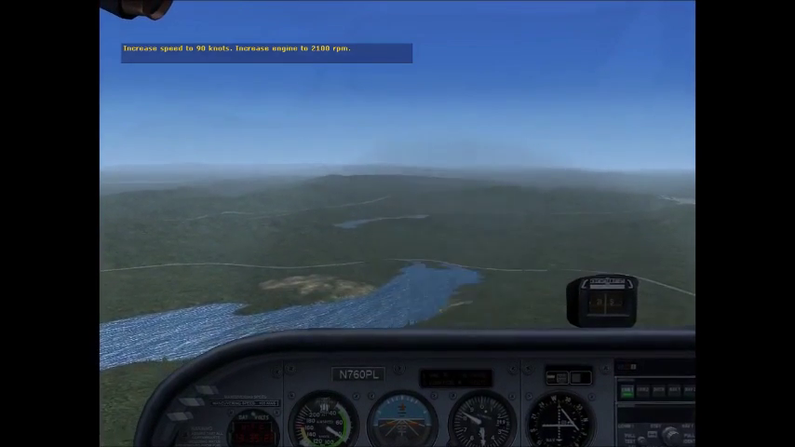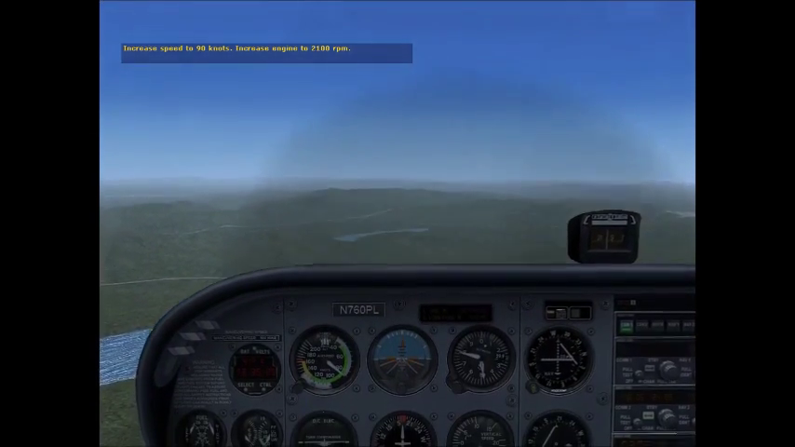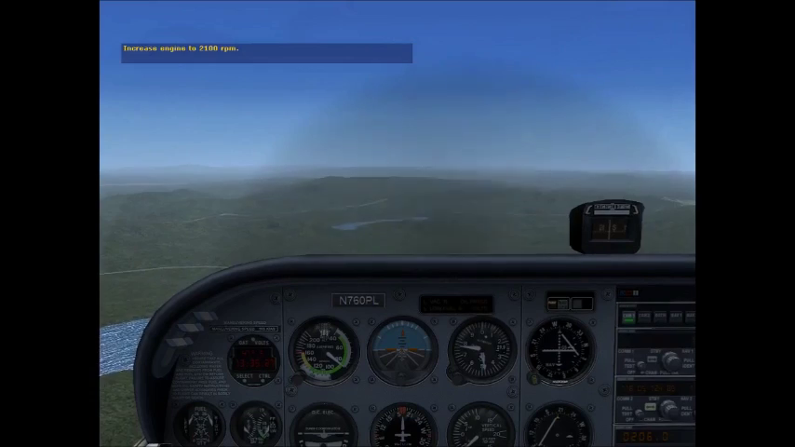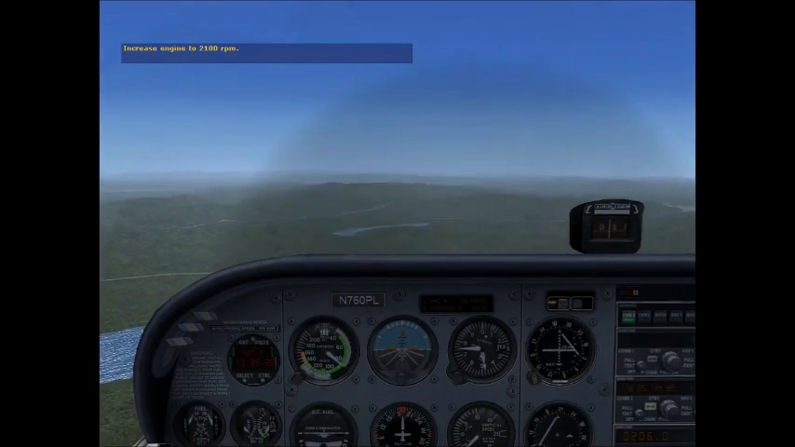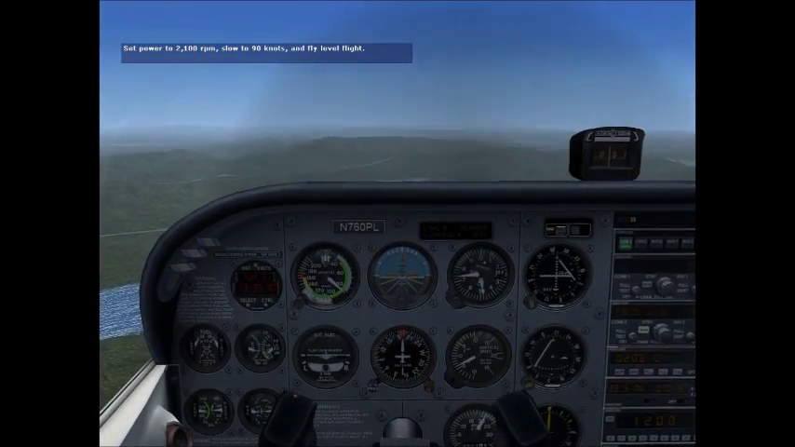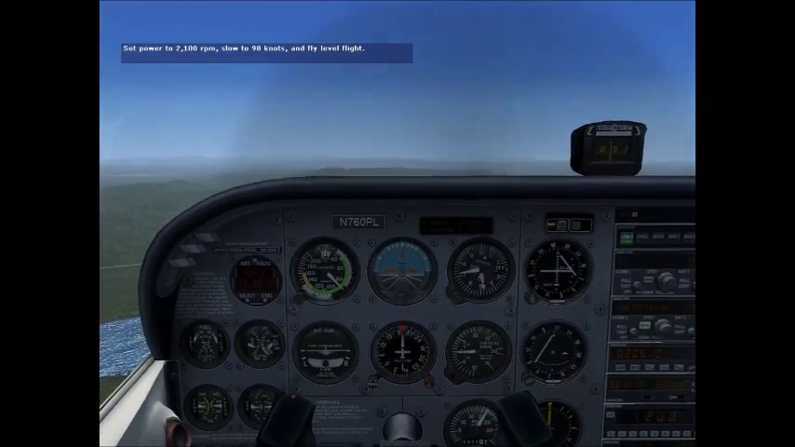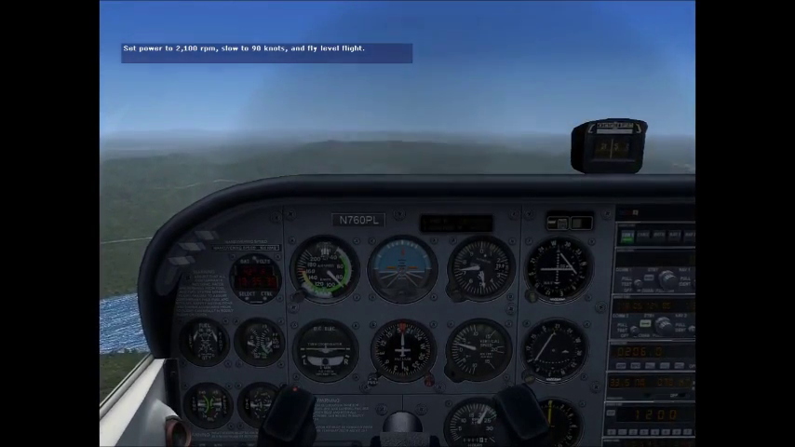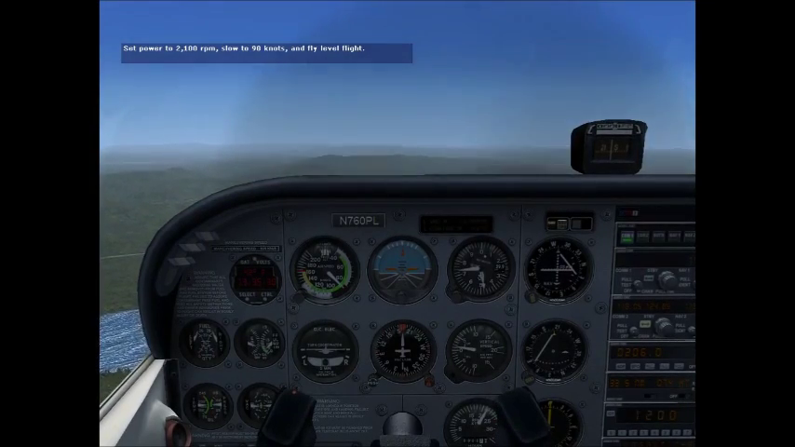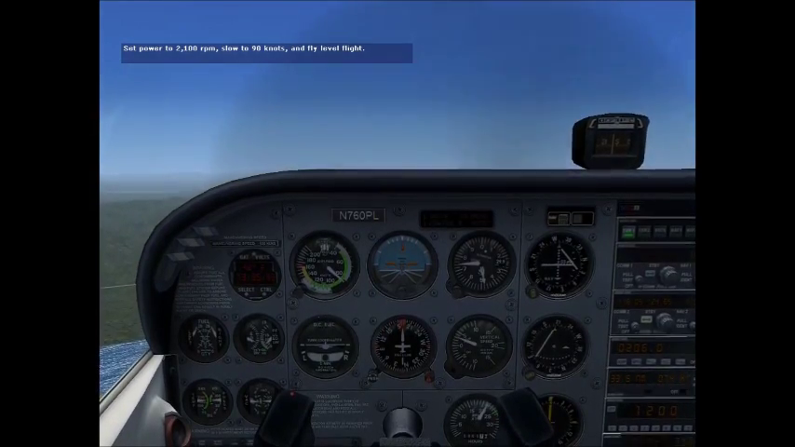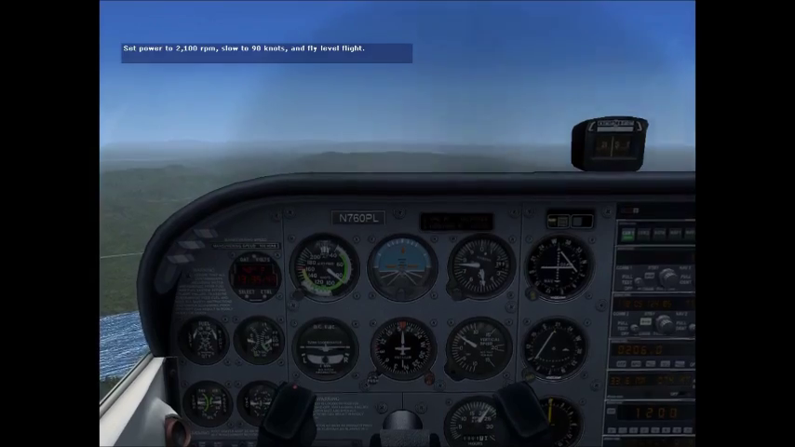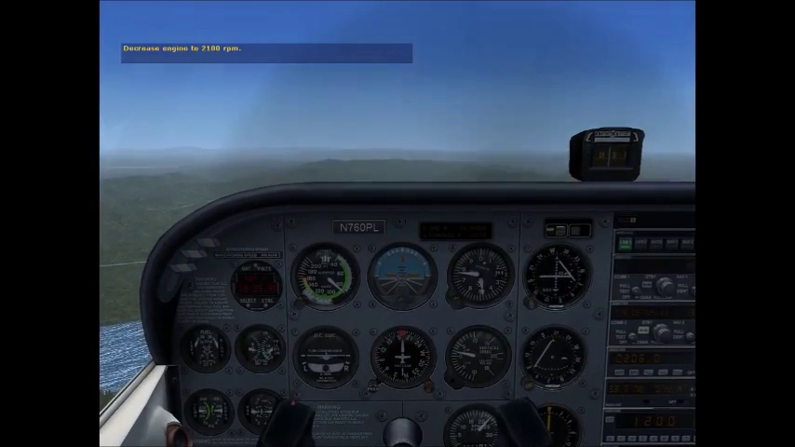Alright. That's about 2100 RPMs right there, and we're holding the nose. Now apply sufficient nose-up trim to eliminate the control forces for level flight at 90 knots. I'm not losing altitude. I mean, not altitude, speed. I mean, look at my speedometer right there. It's at 90 knots right now, dude.